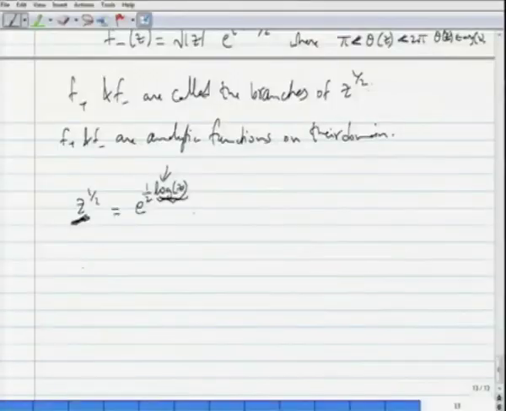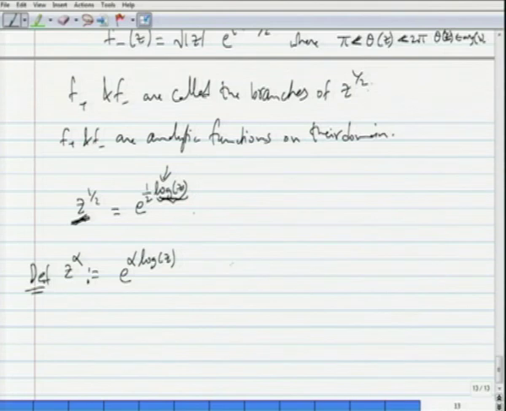Now, owing to this we will make a definition. Okay. So, define z power alpha is equal to e raised to alpha log z. Okay. So, we are defining z power alpha where alpha belongs to complex numbers, and z belongs to c minus 0.